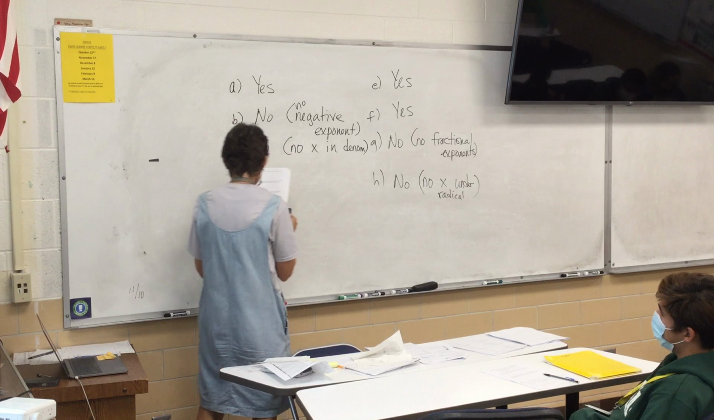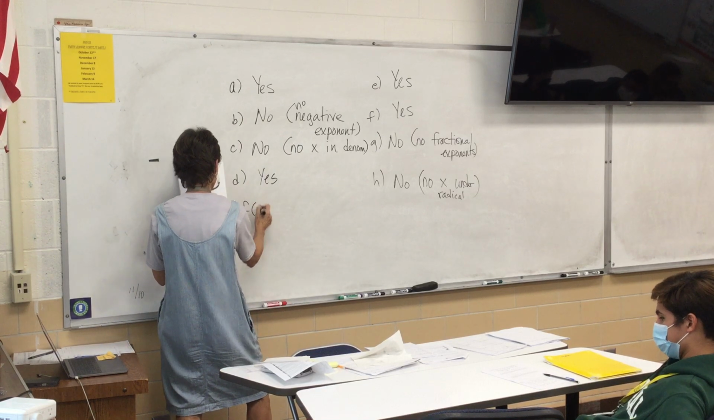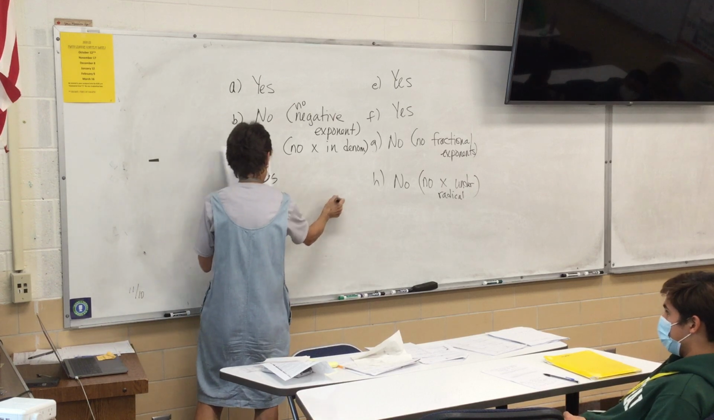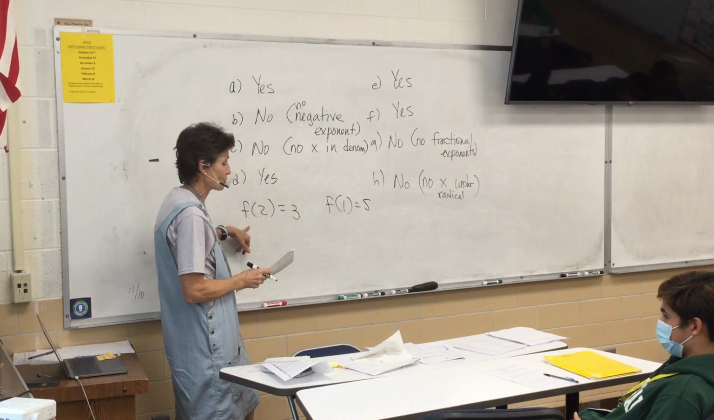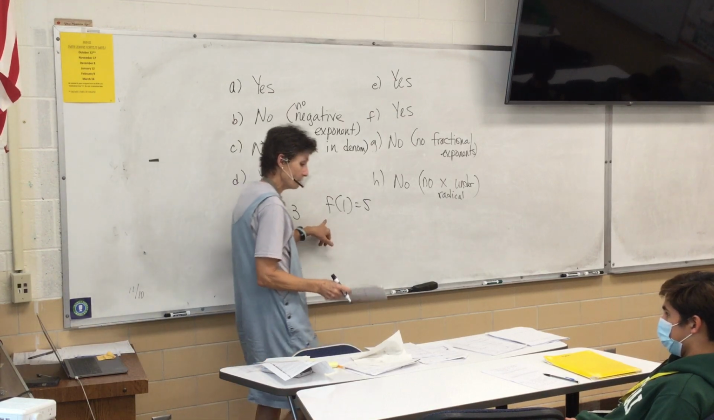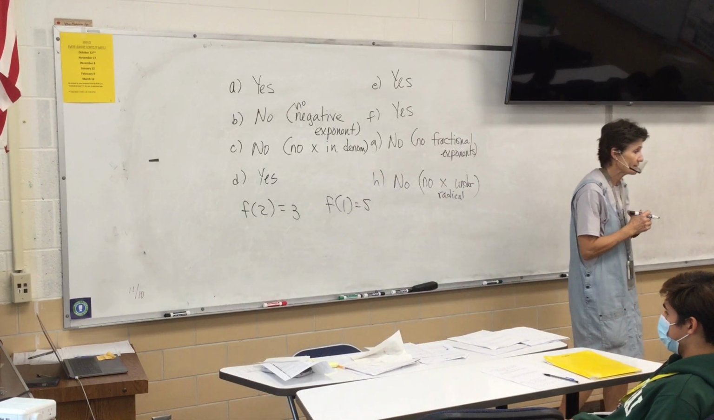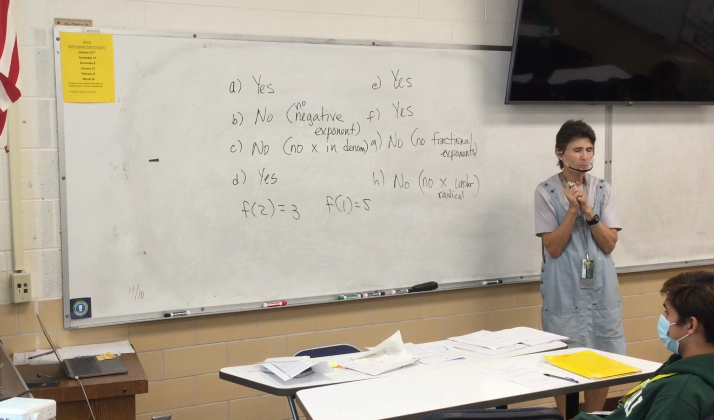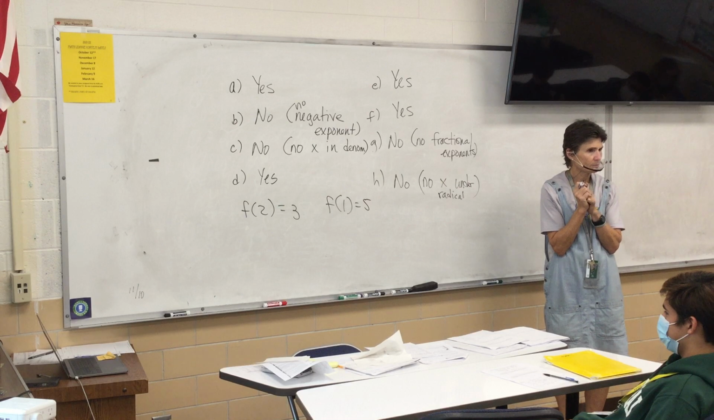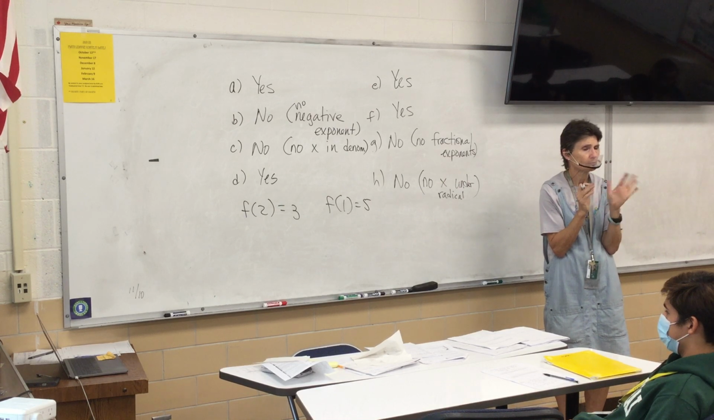Next one says, this is number 2, write the equation of the linear function where f of 2 is 3 and f of 1 is 5. That's the last problem in our old notes. It says write the equation of the linear function. Now wait a second. What do you think a linear function is? A linear function. What do you think it is?